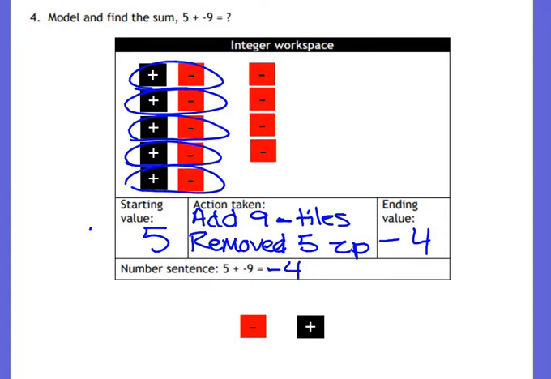Honestly, who knew that before even working the problem and knew it just looking at it? That's fine.